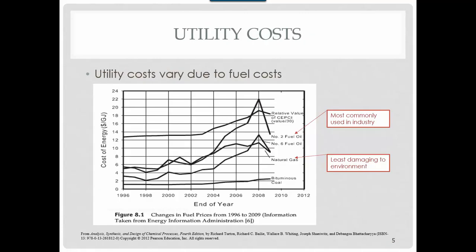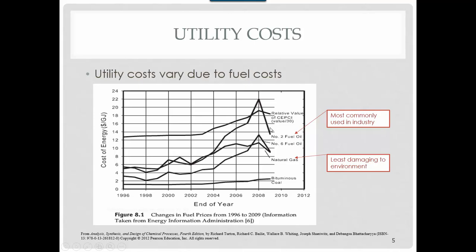So those fuel costs, I said that they could vary widely. This is just 1996 to 2009. You can look at this and see how difficult it might be. Okay, this is the CEPCI. Look at the fuel costs, how they changed, but then now they've come back down. So they're not really following all that closely the CEPCI.